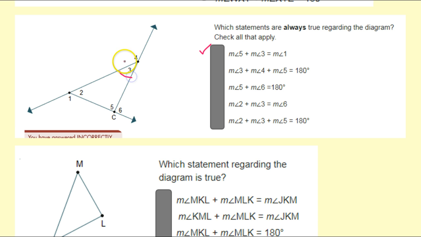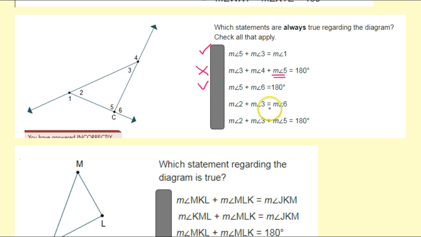Okay, angle 3 plus angle 4 plus angle 5 is equal to 180. Angle 3 plus angle 4. Okay, remember that theorem about the straight line? Angle 3 and angle 4 together, that's already 180. So if I add in angle 5, that's going to be more than 180. So this is never going to be true. Angle 5 plus angle 6 equals 180. Oh, there it is. The fourth time this concept has appeared. Okay, in this lesson, you have two angles together, they make a straight line. So of course they must add up to 180 degrees. So that will always be true.